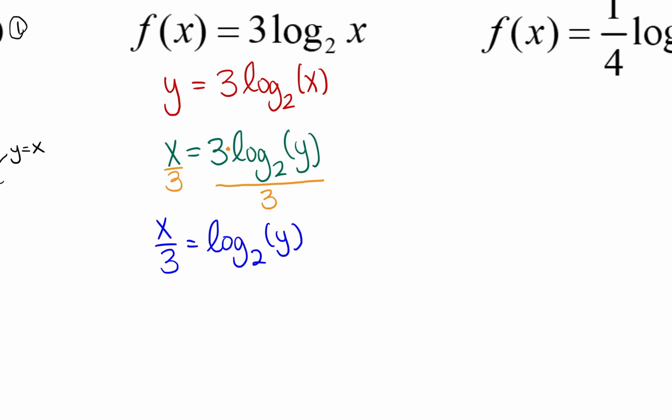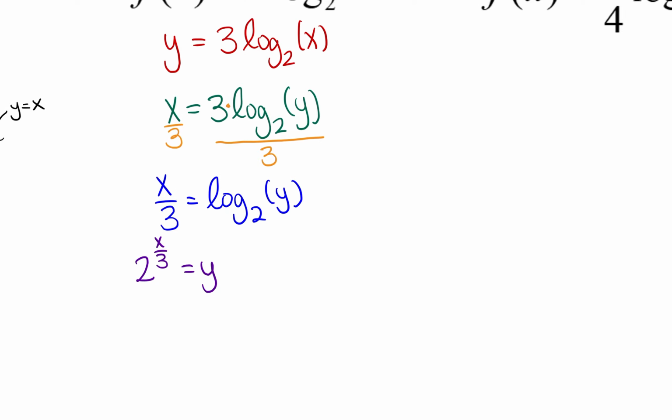So did I get y to be all by itself? Not yet, but I did get my logarithm to be all by itself, isolated. So I will then convert this to the exponential form. This will go ahead and leave me with 2 to the power of x over 3 is equal to y. Or essentially, y is equal to 2 to the power of x over 3.